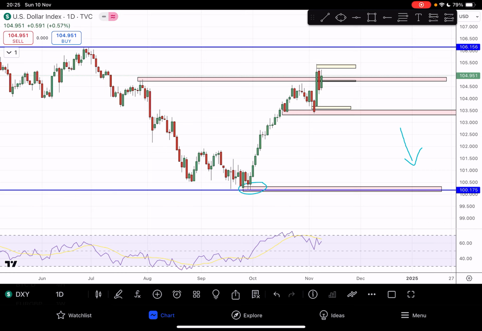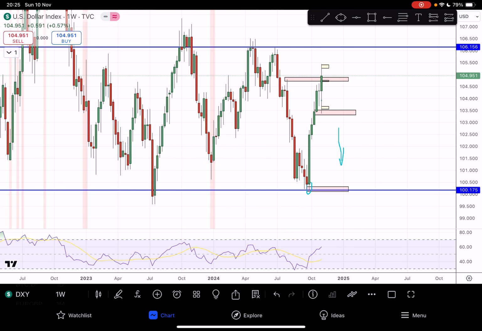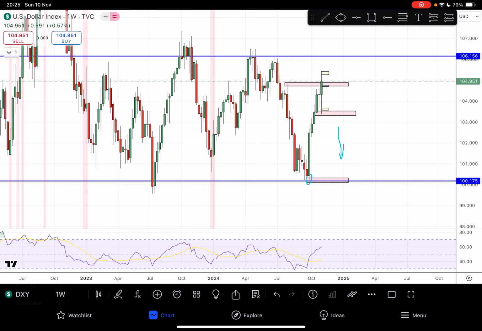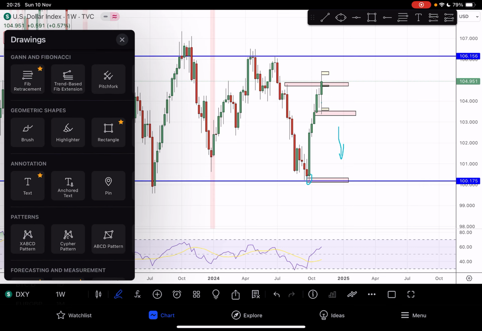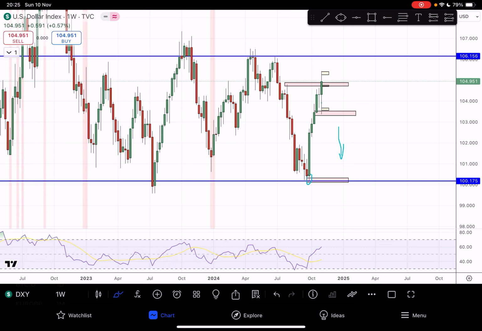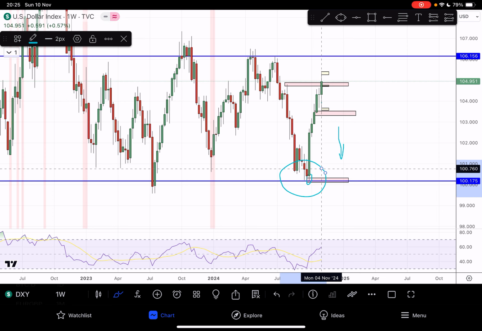So first of all, if you open your chart on the DXY dollar index, you want to start on your weekly time frame, where each candle represents 1 week of price action. As you can see, the last few weeks have been very bullish, even prior to the election. If I just get this tool out here to draw, you can see this area here. That was 4th of November. You see that? 11th of November.